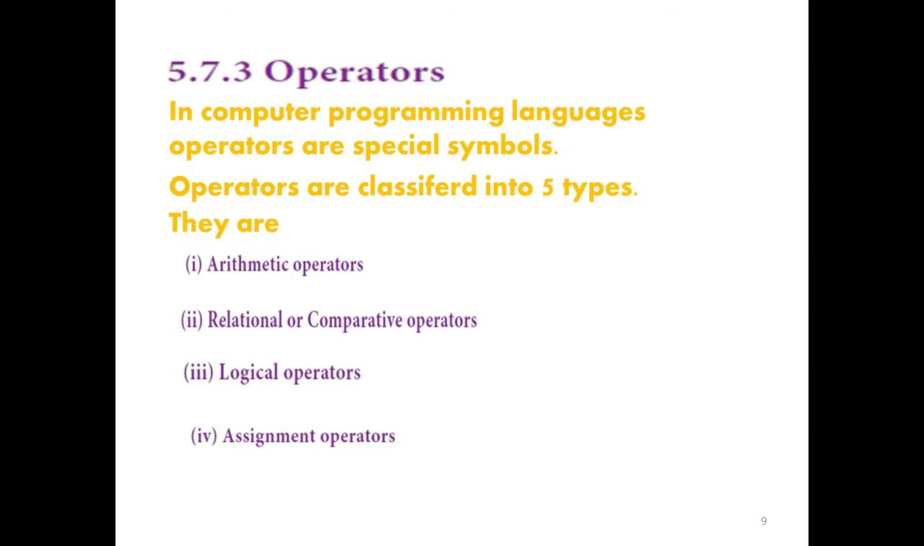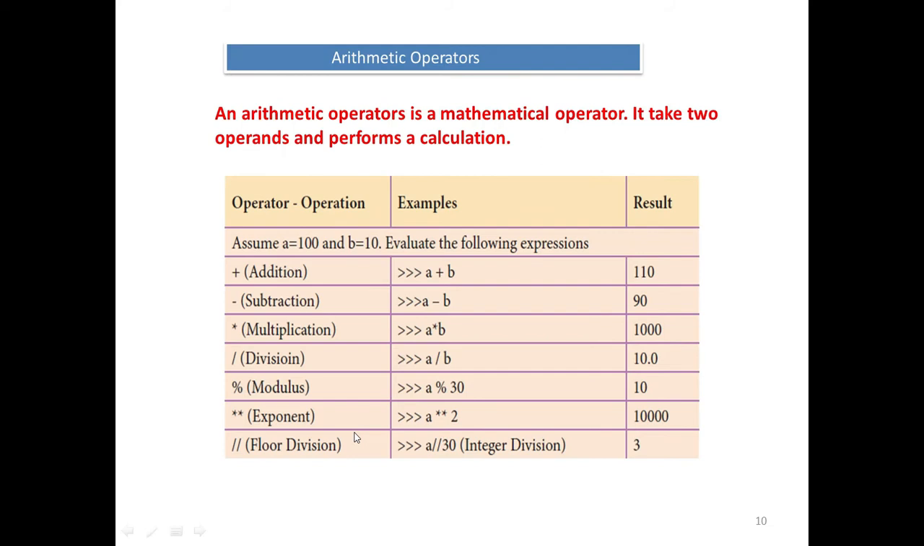And then, very important one, operators. In Python, operators are classified as 4 types: arithmetic, relational or comparative, logical and assignment operators. It's an important 5-mark question to you. In computer programming languages, operators are special symbols. Operators are classified into types: arithmetic operator, relational or comparative operator, logical operator, assignment operator. Okay. Then we explain briefly one by one.